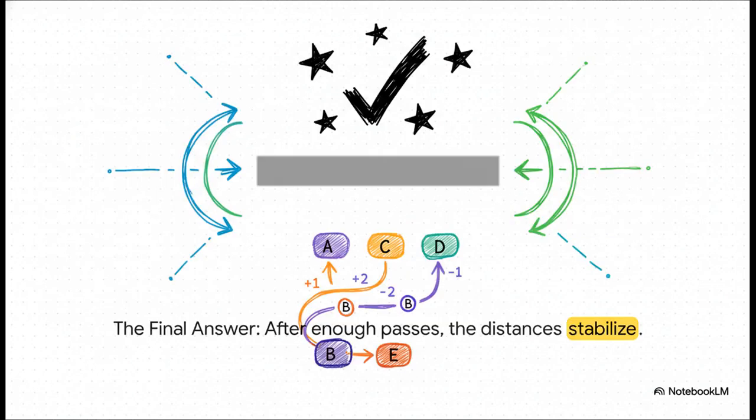And then finally, after enough passes, something happens. The numbers stop changing. The whole system stabilizes. The distances you see now, these are it. These are the certified, guaranteed shortest paths from our starting node B. The algorithm has done its job.